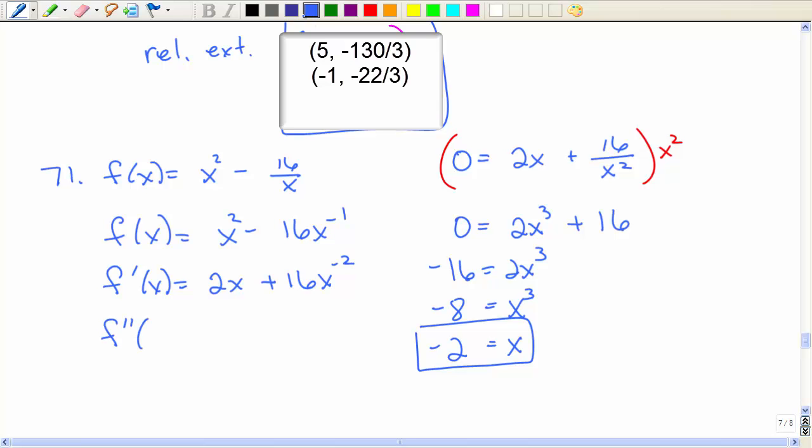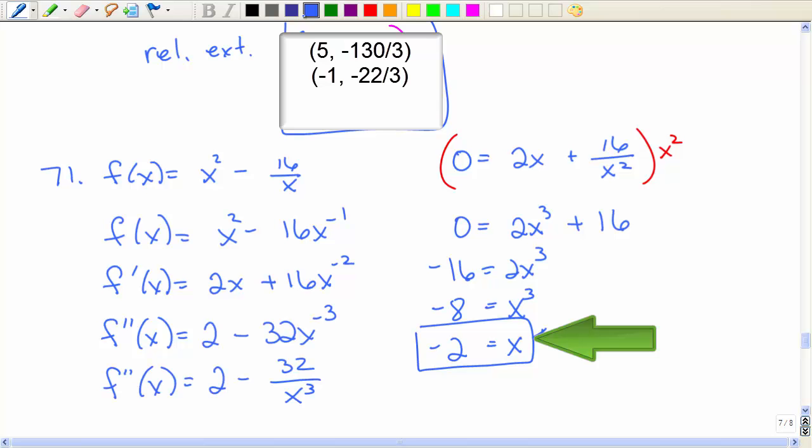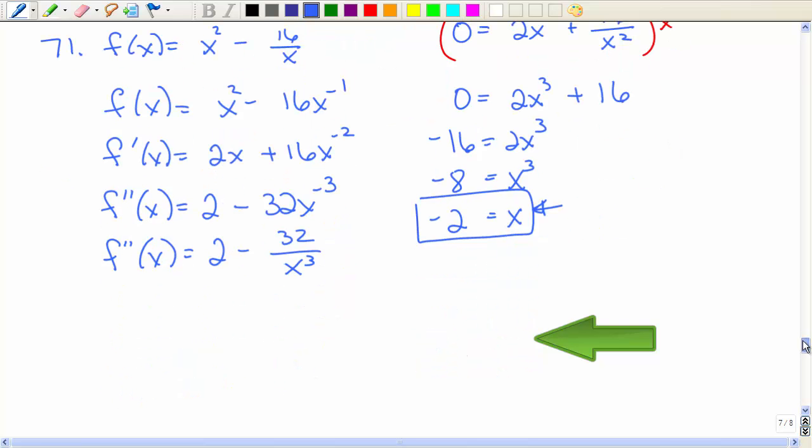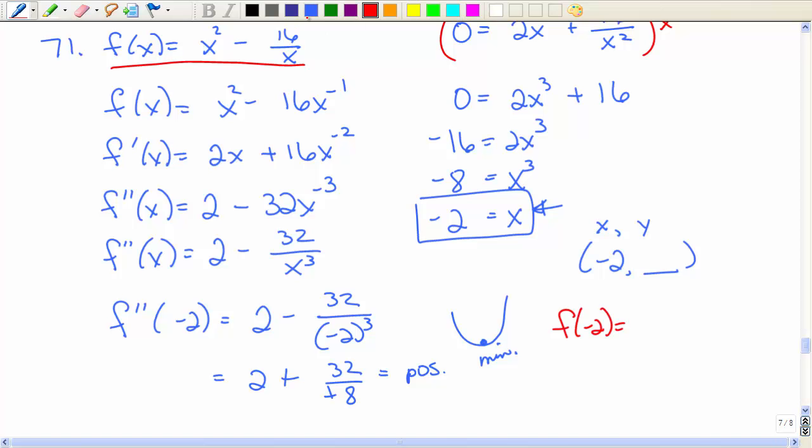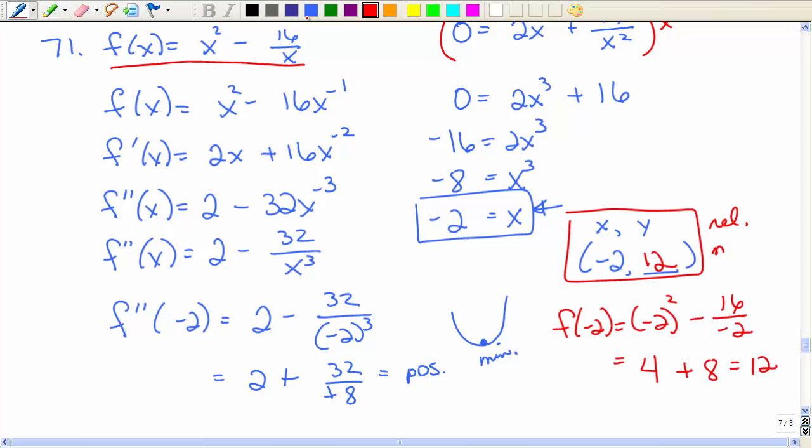Then it says to take the second derivative and evaluate the second derivative at the critical point that we found from the first derivative. And of course that's going to be positive, and since it's the second derivative, a positive second derivative says it's concave upward, so that's going to give me a minimum. The minimum is at x equal to -2, and you have to find out what y is by going back to the original function. If I go back to the original function, that should be 12. So this would be my relative minimum.